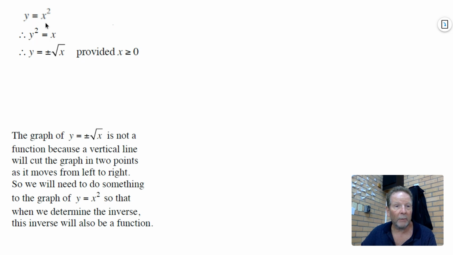If it's y equals x squared, you make it y squared equals x. And then you square root both sides. But you know that you have two answers, two solutions to a squared thing. There's the positive and the negative of the square root of x. And there's actually two branches here. Let's take a look at it.